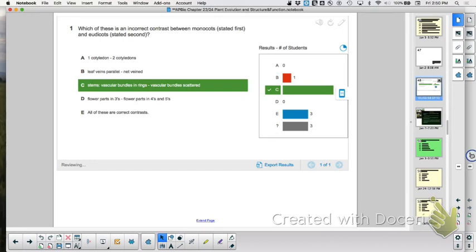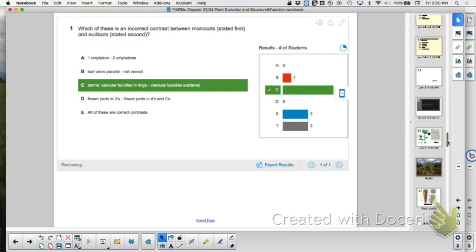Vascular bundles in rings, vascular bundles scattered. Who has scattered vascular bundles? Monocots. And it's in their what? Root or stem? Stem. Mm-hmm. Stem. And vascular bundles are in rings in the stem of a eudicot. Nobody picked D. Oh man. Okay. So maybe review that a little bit.